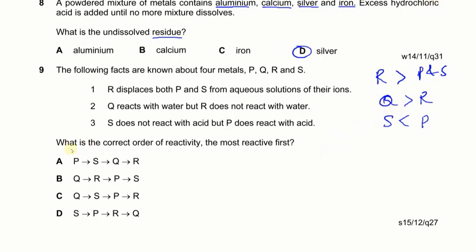Now using this information, what is the correct order of reactivity, the most reactive first? R is more reactive than P and S. So R has to be more reactive than P and S, so that is the only option in which R is more reactive than P and S. And you see that Q is more reactive than R as well. That is fine. So B is the correct answer.